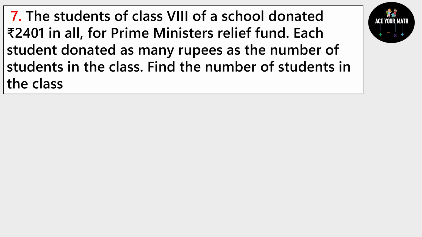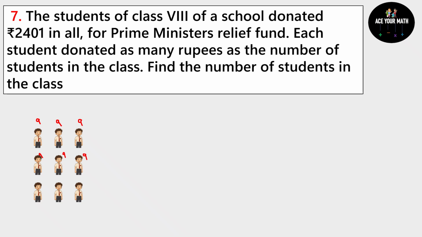See, we need to find how many students are there in the class. Just to understand it, let's assume that there are 9 students in the class. This I'm just assuming. According to the question, each student contributed as much money as the number of students in the class. So if there are 9 students, each student will pay rupees 9. All these students will pay rupees 9 only. I'm doing this just to make you understand.